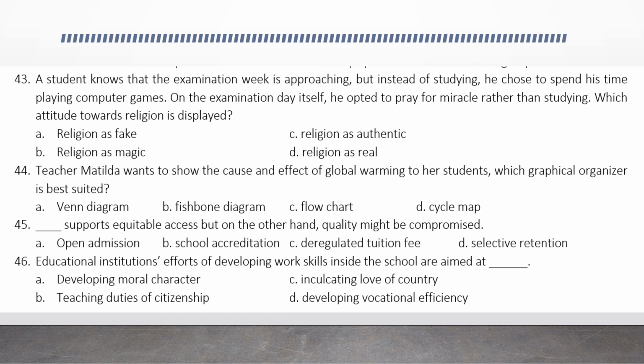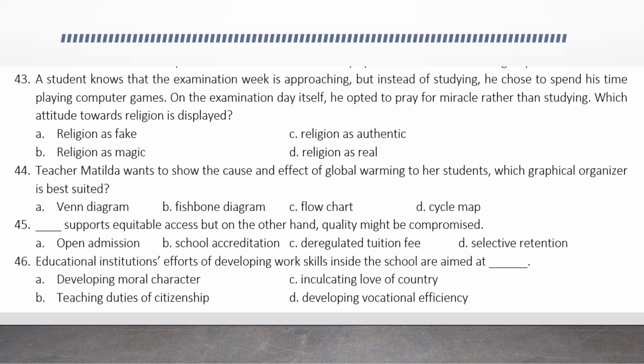45. Blank supports equitable access, but on the other hand, quality might be compromised. The correct answer is letter A, open admission. Open admission means everyone can enroll. For example, a college with no entrance exam, that's open admission. So that supports equitable access, because students are given the freedom to enroll. But quality might be compromised, because even someone not deserving of that course still gets in.